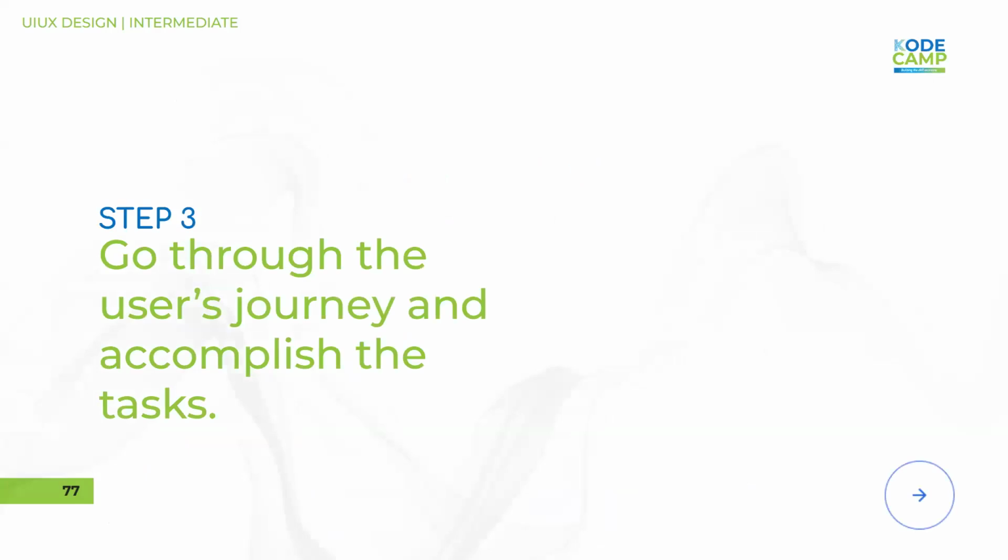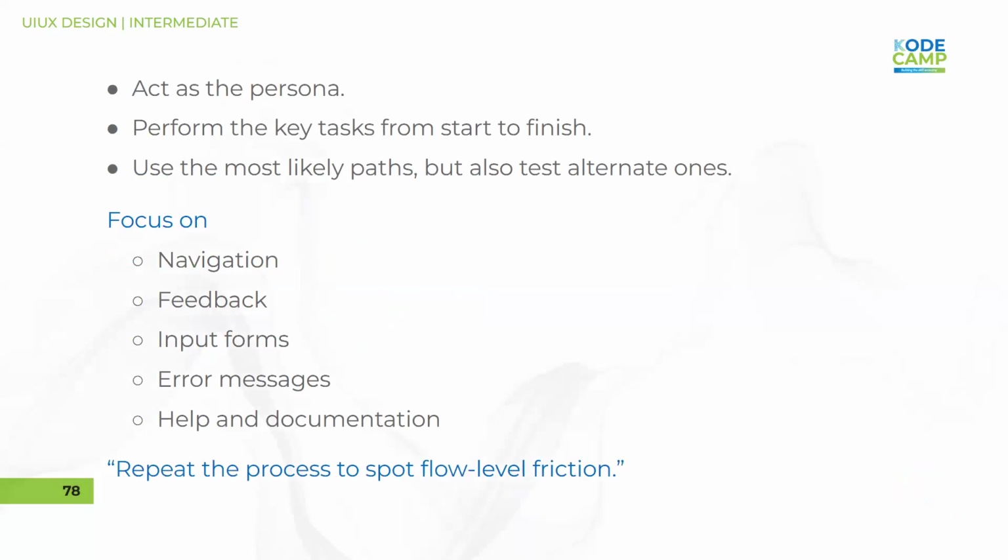All right, step 3 is to go through the user journey and accomplish the task. Don't just be the designer, be the user. After designing, use it the way the user would. Act as the persona. Perform the key tasks from start to finish. So if it was a workout application and the user wants to create a workout, then create the workout. See, if I wanted to create this workout, is this how I would have loved it to be done?